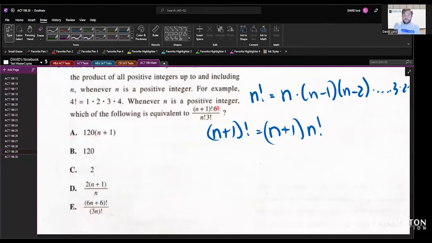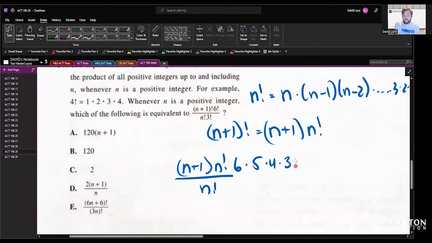And 6 factorial is going to be 6 times 5 times 3 factorial. So let's break that down. I'm going to do n plus 1 times n factorial over n factorial. And then the 6 factorial turns into 6 times 5 times 4 times 3 factorial over 3 factorial. So this cancels, and this cancels, and we're left with 6 times 5 times 4 times n plus 1. And that gives us 120 times n plus 1, which is why the answer was A.